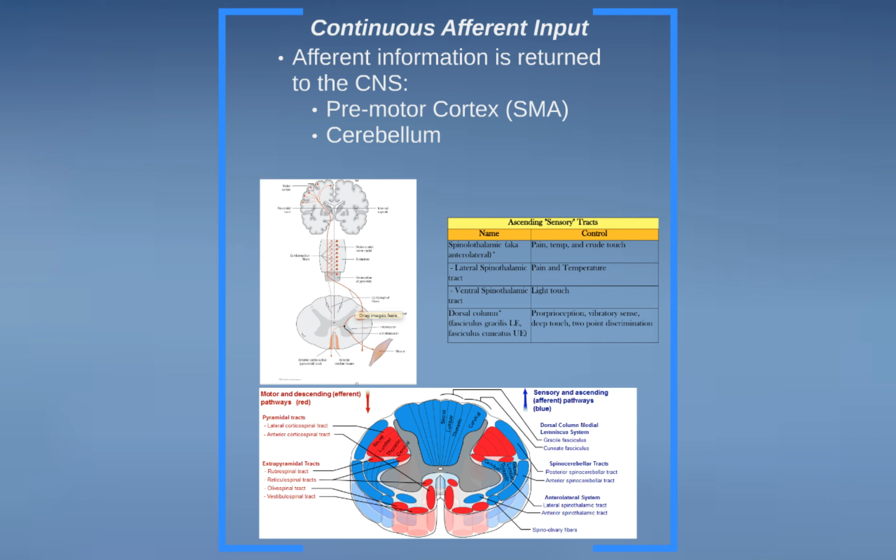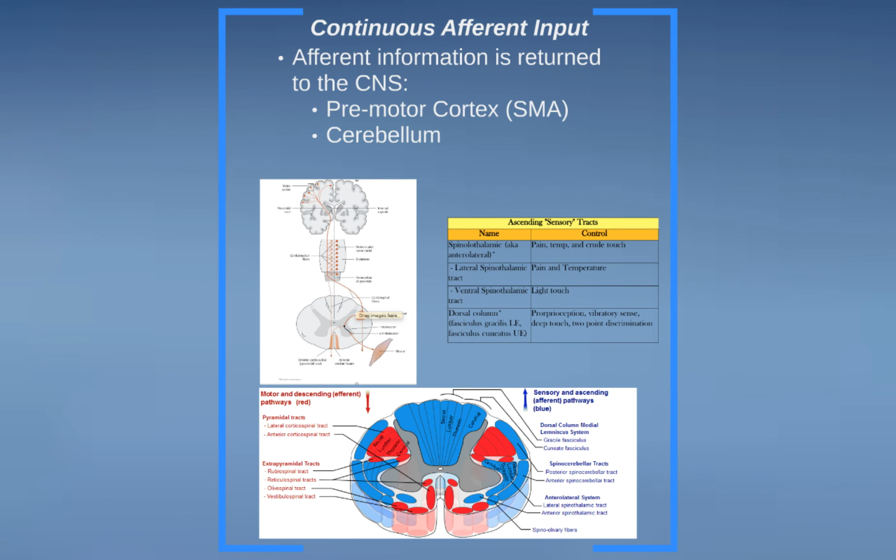So overall, we have traced our movement from the thought to the action. Throughout this entire process, we've spent much of our focus on the efferents, but it's important to note that afferent information is a must for continuous normalized movement. Now, this afferent information is taken in through the afferent tracts and ultimately impacts directly the premotor cortex in the supplemental motor area, as well as the cerebellum.